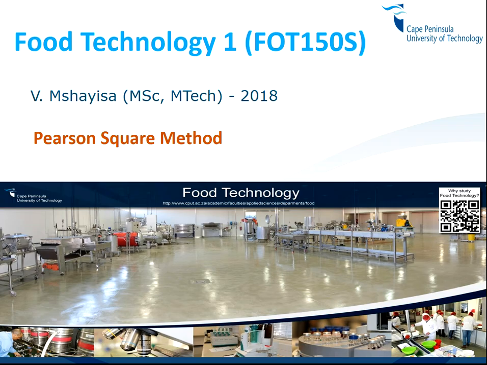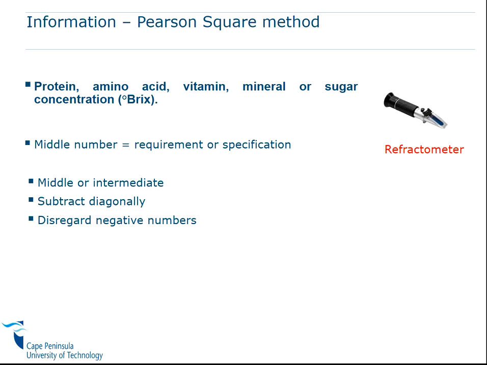What is the Pearson square method? The Pearson square method is a method that is used worldwide and in industry to calculate the ratios of components that can be mixed together to form a homogeneous mixture. These components can be proteins, amino acids, vitamins, minerals, or sugar concentrations.